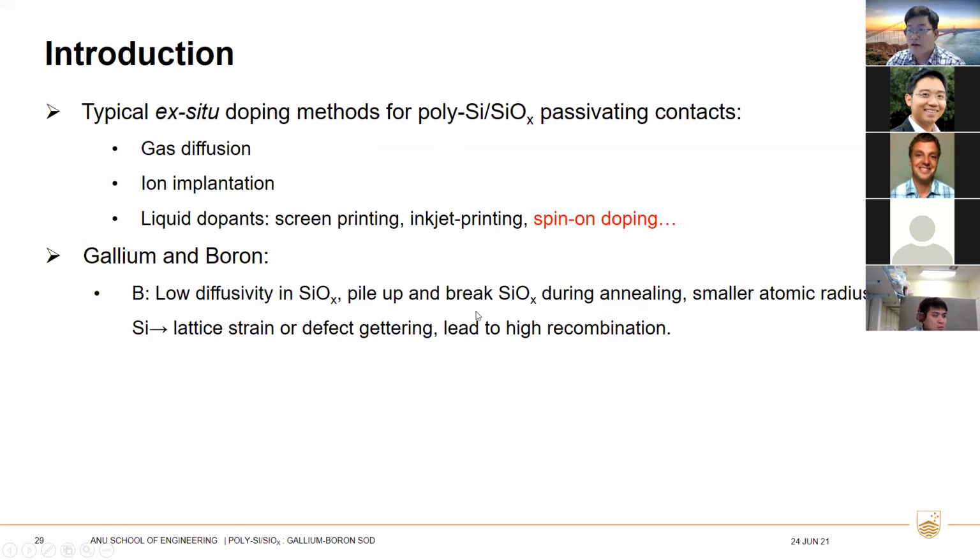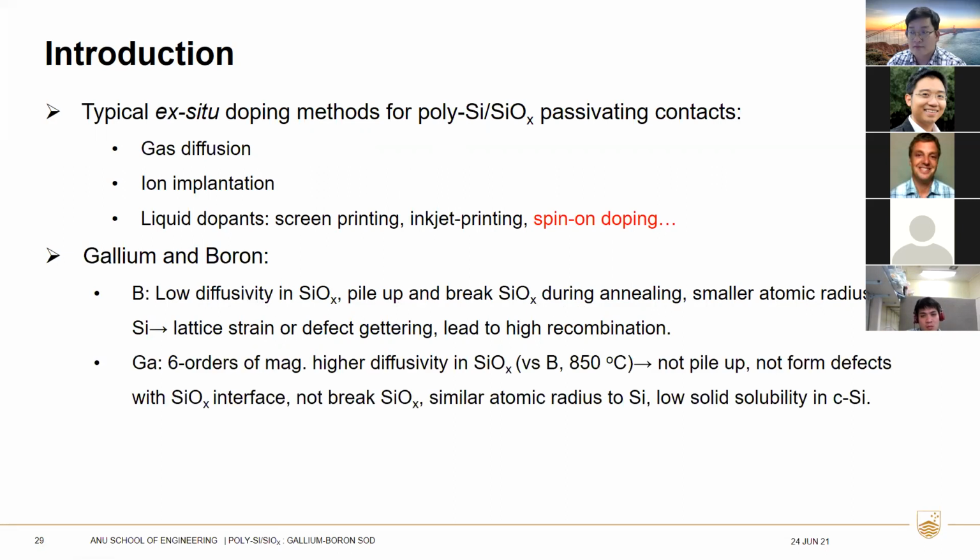It piles up and cracks the oxide during the annealing. It has a smaller atomic radius versus the silicon, so it's called lattice strain or defect engineering. That often leads to high recombination.